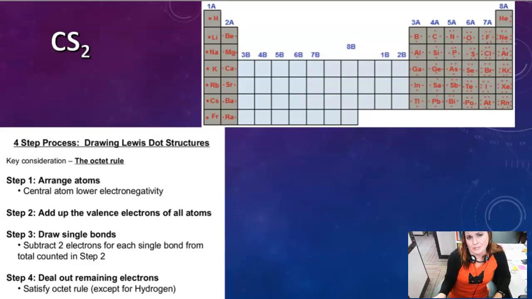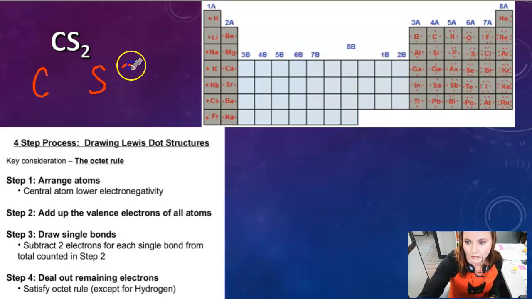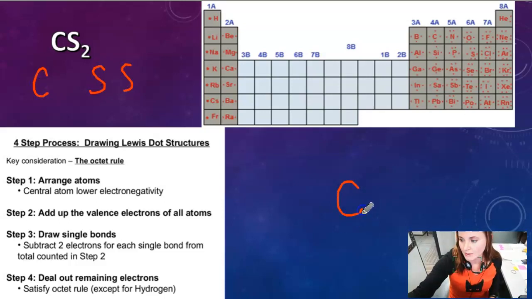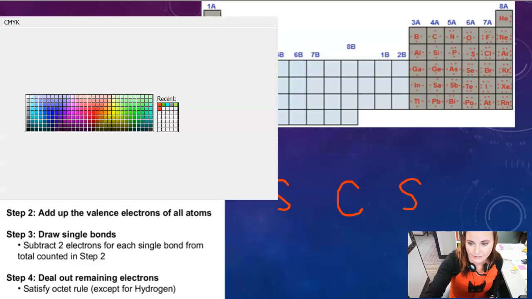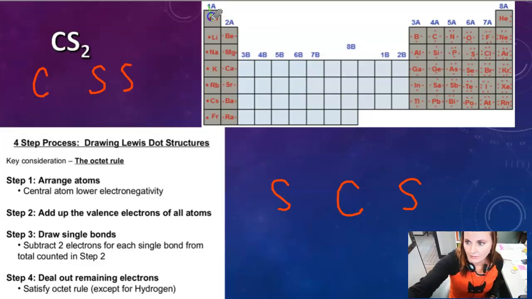Most of the time, the one that's all by itself is in the center, and the one that has more than one is going to be around it, right? So we have one carbon, two sulfurs. I'm going to arrange carbon in the center of my two sulfurs. Second thing, add up the valence electrons of every one. I'll rewrite these up here just for ease of use.